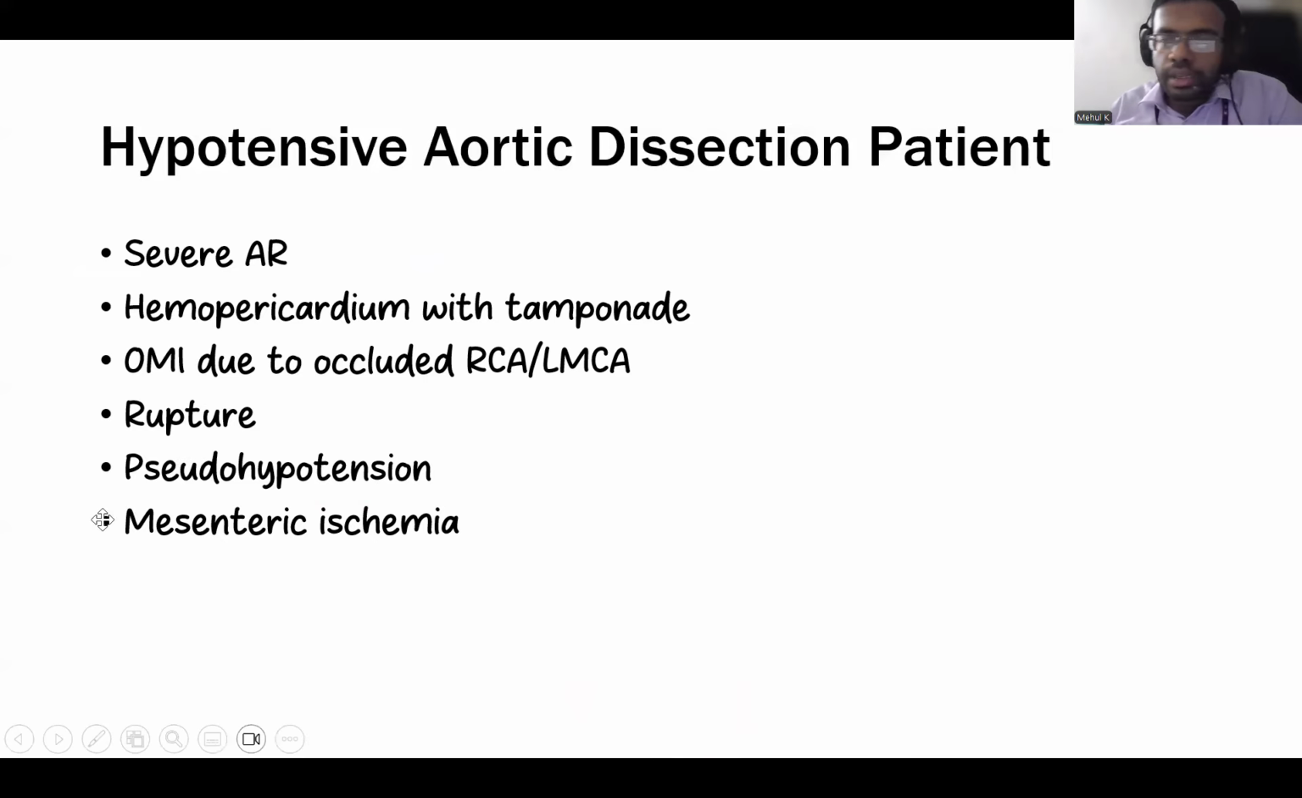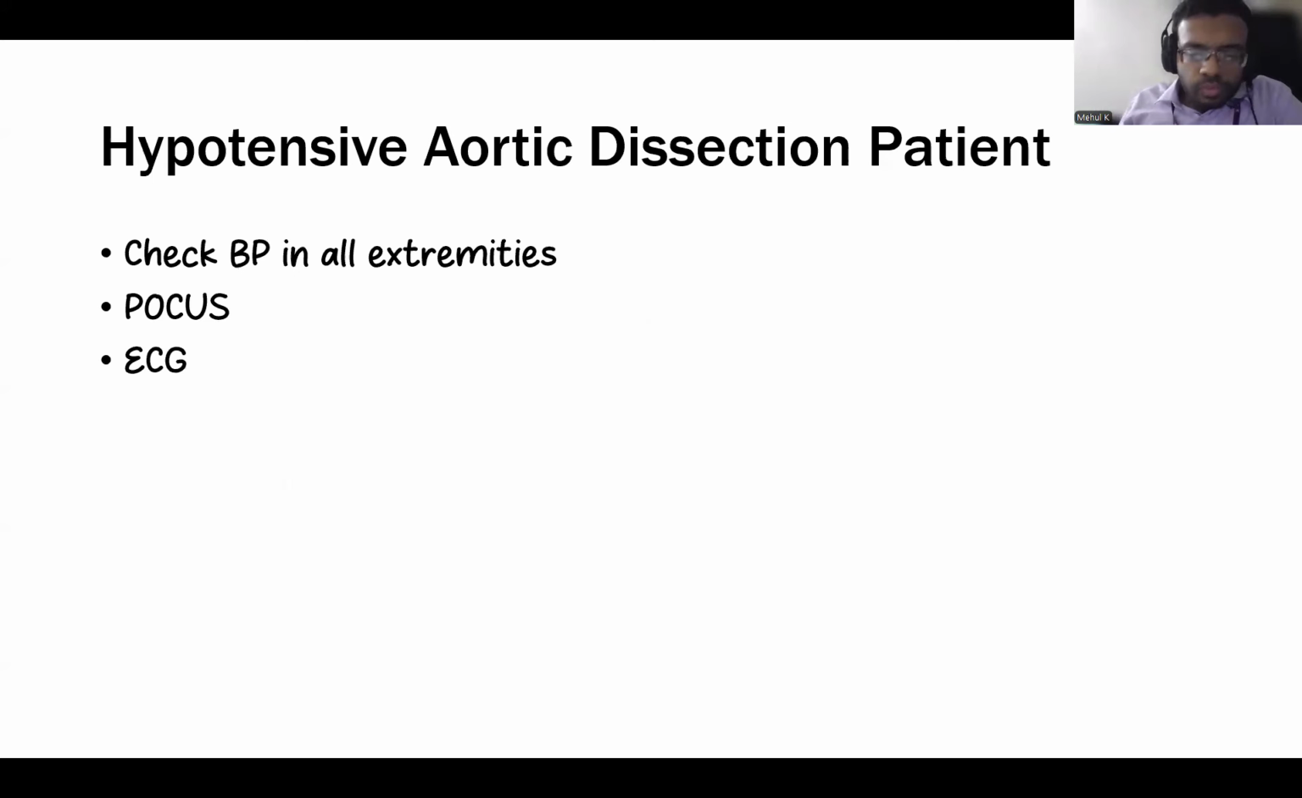Other causes may be there. For example, severe AR can present with a low MAP. You can have pseudo hypotension, where you are actually measuring BP in the limb with decreased blood flow, and that is making you think that the patient is having shock when the other limb is actually having hypertension. So how to approach? You always have to check the BP in all extremities. At least check for the pulse in all of the extremities.